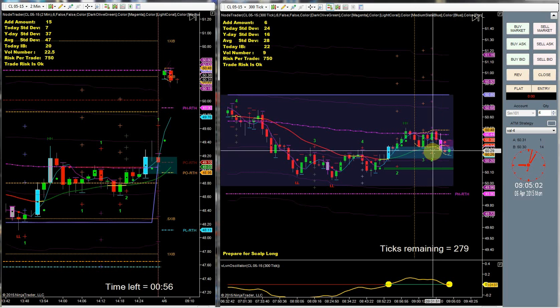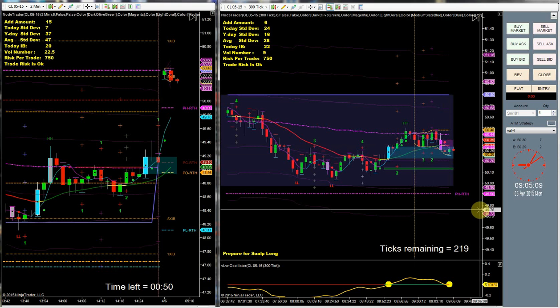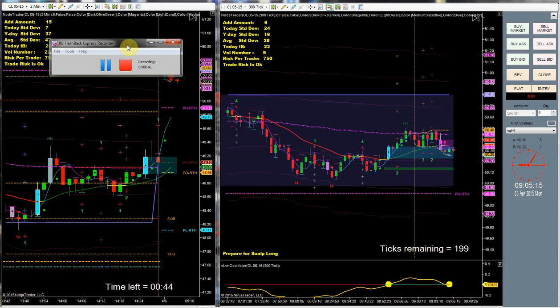And right now we're kind of sandwiched in between this buy zone and this sell zone. So I'm going to wait for it to push out in one direction or the other here, and we'll see what happens. Be back with you guys shortly.